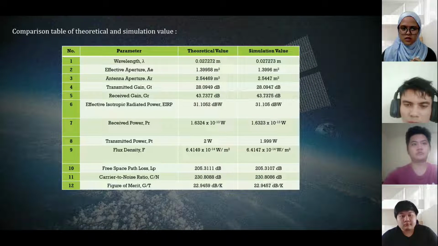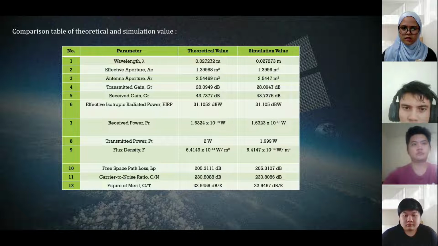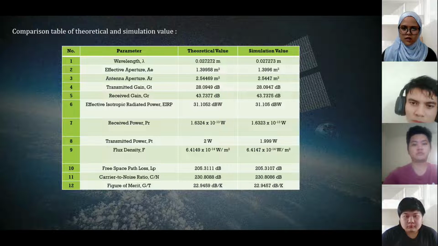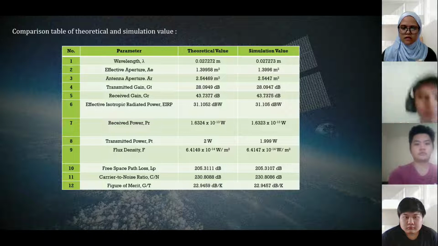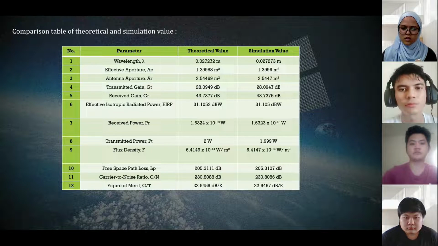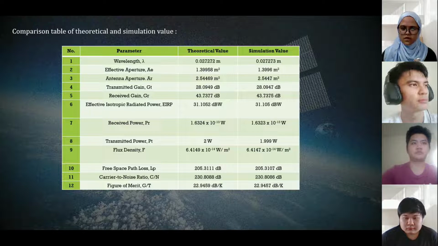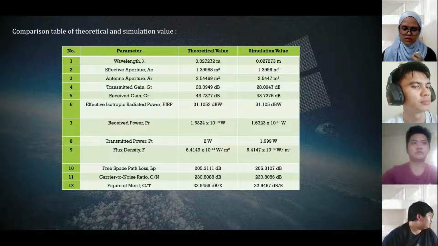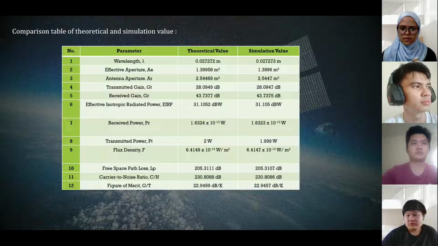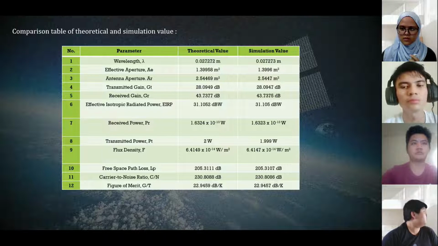Okay, so this is the comparison table of theoretical and simulation value. As we can see, the values for both theoretical and simulation are really close to each other. This is because the formula used inside the coding is correct. That's why we got a really close value compared to the theoretical value. So moving on to the discussion, I will pass to Jonathan.